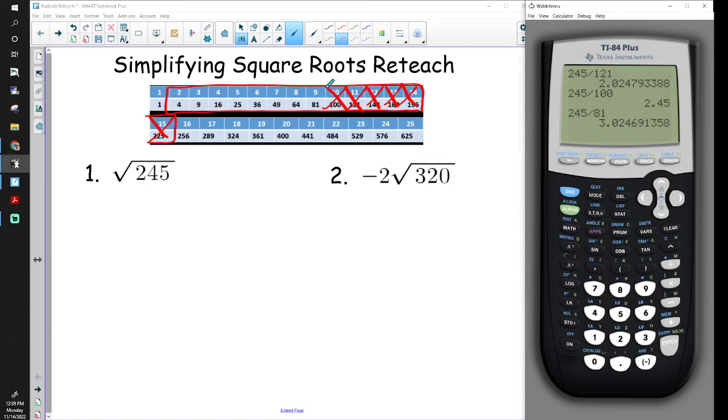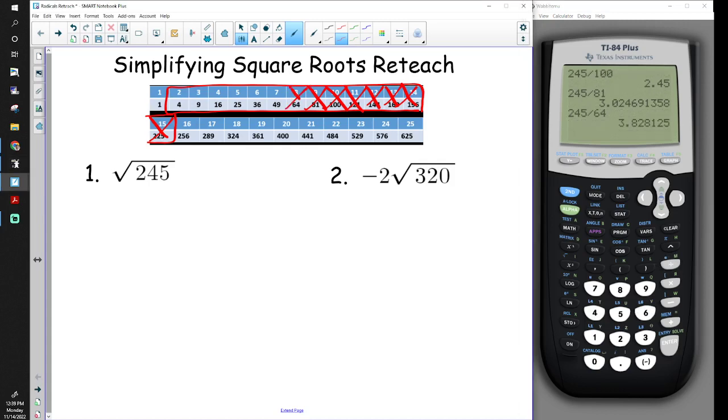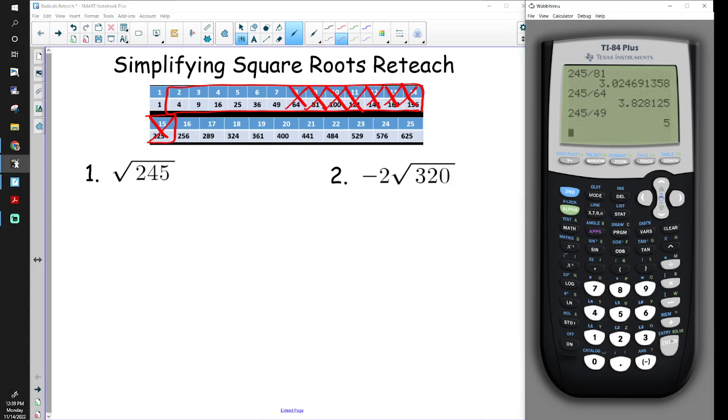Decimal, no good. Again, this is the worst part. It's tedious, especially for big numbers. 245. My next one is 64. Maybe, fingers crossed. No. Does not work. 245 divided by 49. What happens? We get a nice whole number. 245 can be divided by the perfect square, 49.